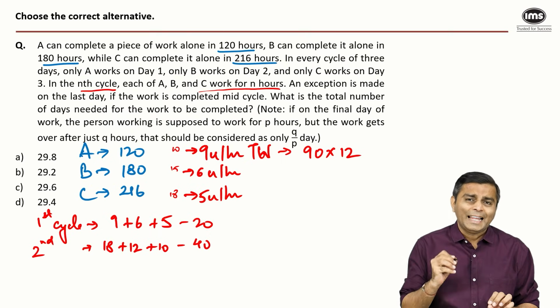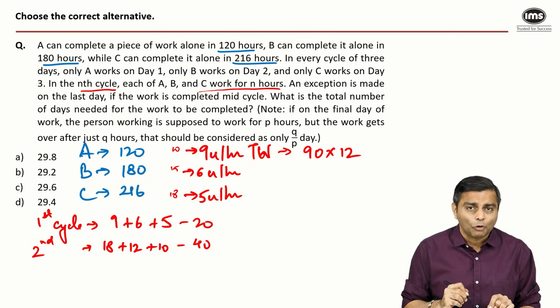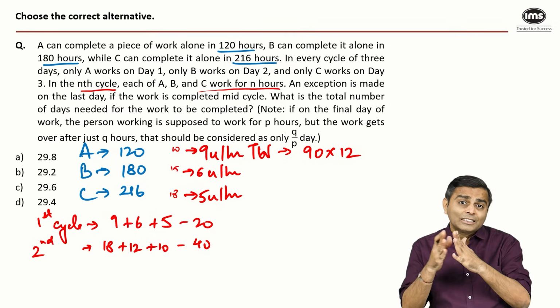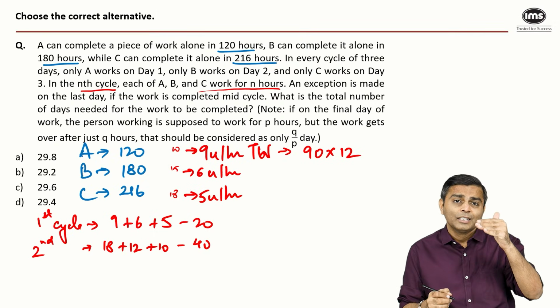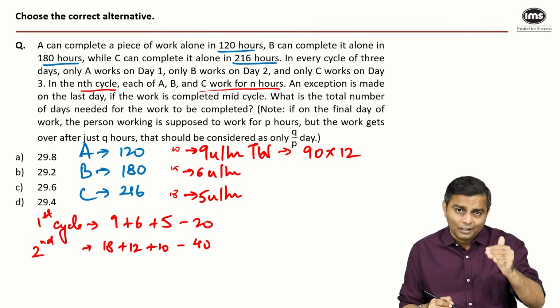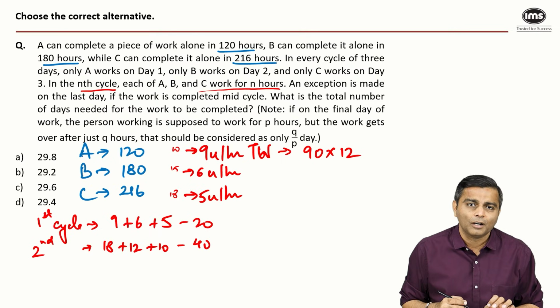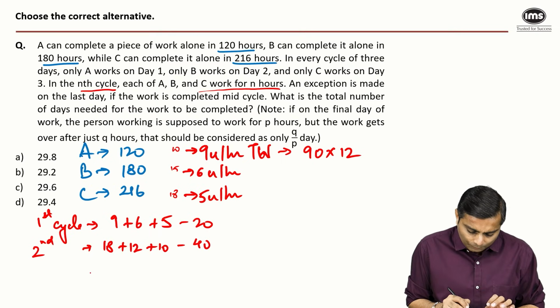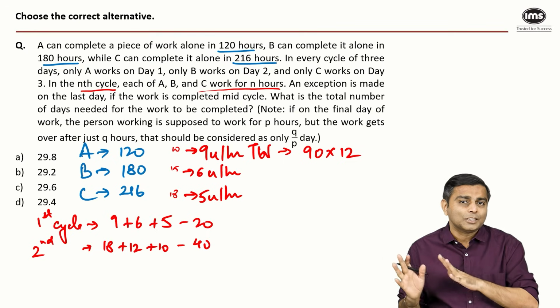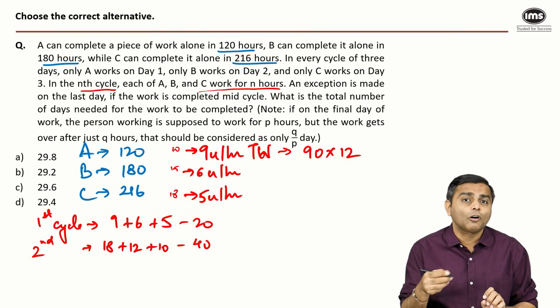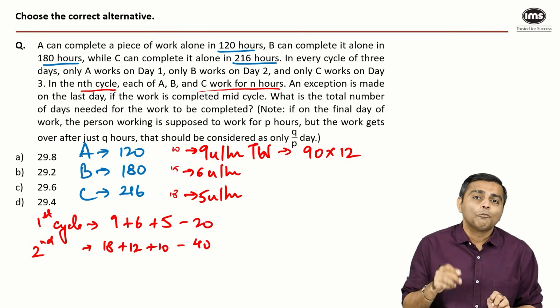Now, 9 cycles are over means what? There are 9 such terms: 20, 40, 60, 80, 100, 120, so until 180. That's the 9th multiple of 120. Correct. So after 9 cycles, what must have happened, or after 27 days, what must have happened?